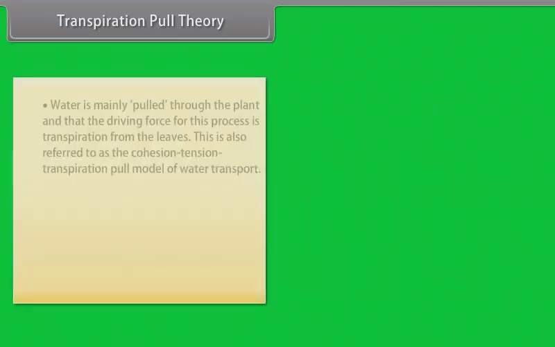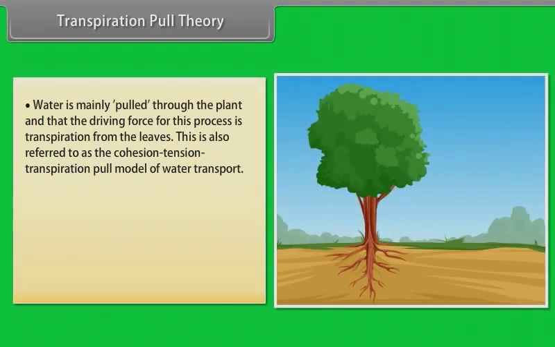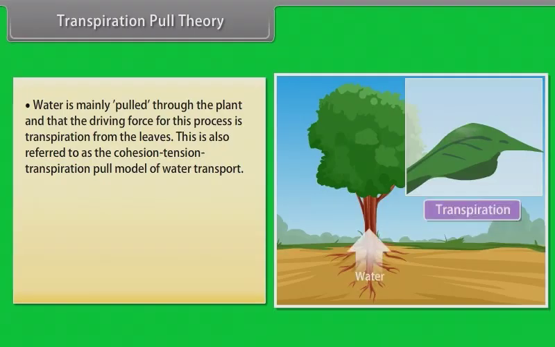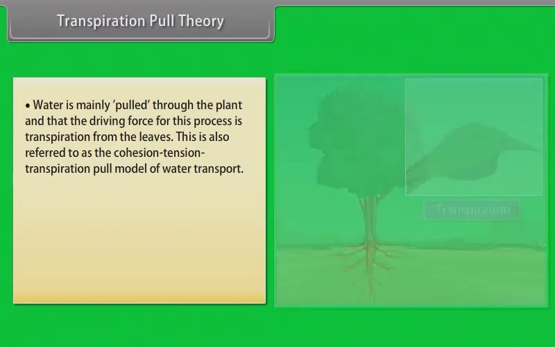Transpiration pull theory. Most researchers agree that water is mainly pulled through the plant and that the driving force for this process is transpiration from the leaves. This is also referred to as the cohesion-tension transpiration pull model of water transport.